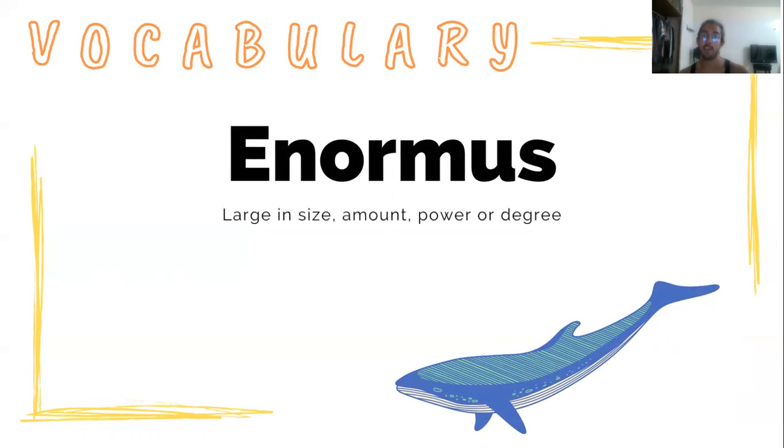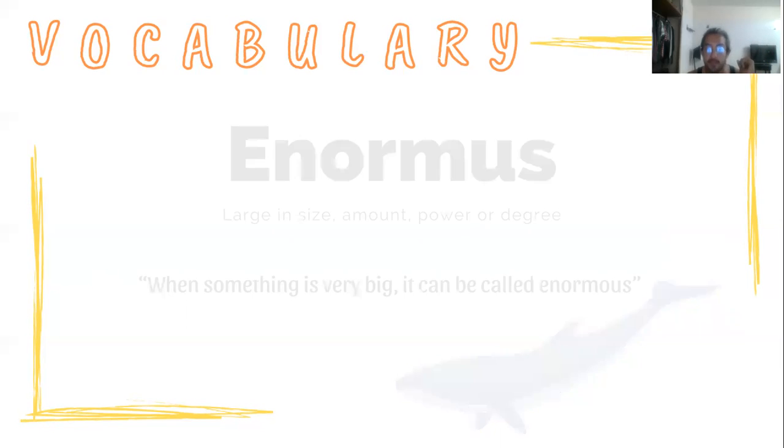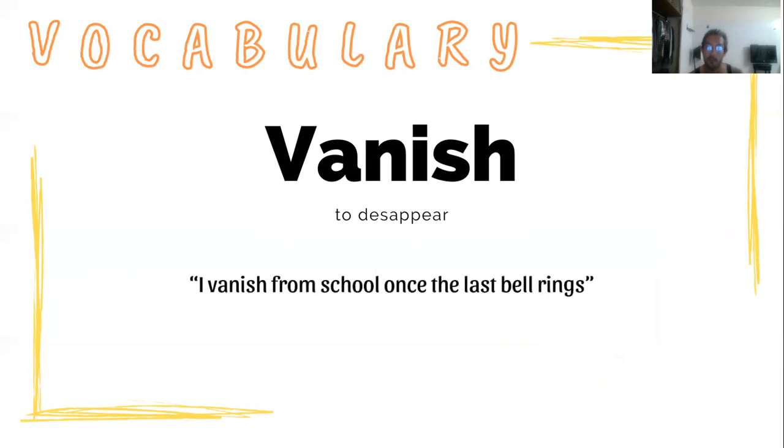Enormous. This is something that is extraordinarily large in size, amount, power, or degree. So when something is very big, it can be called enormous. Vanish. This literally means to disappear, but it covers all kinds of disappearing acts, from the disappearance of an object or a person. So I vanish from school once the last bell rings.